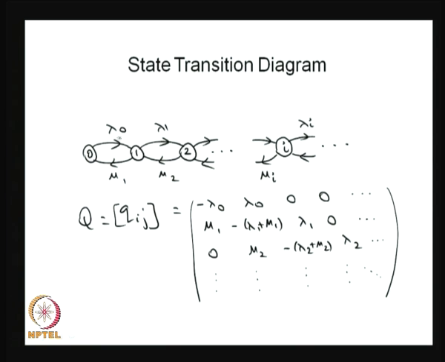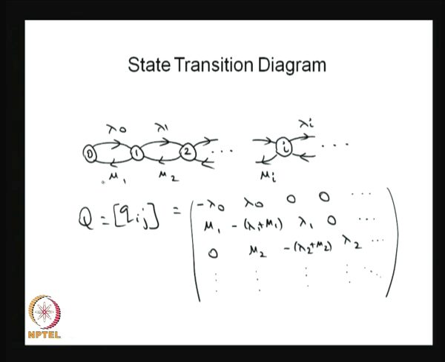So, this is the rate at which the system is moving from the state 0 to 1, that rate is lambda naught. The system is moving from the state 1 to 2 at rate lambda 1, or from the state 1 to 0 at rate mu 1. Therefore, the time spent in the state 1 before moving into any other state is the minimum of the time spent in the state 1 before moving into the state 2, and the time spent in the state 1 before moving into the state 0.